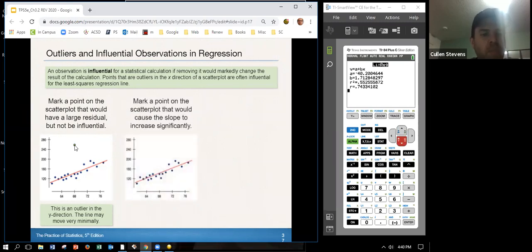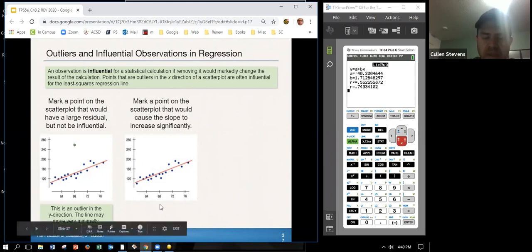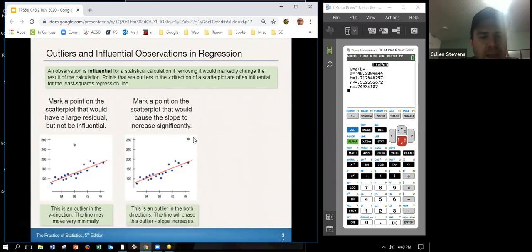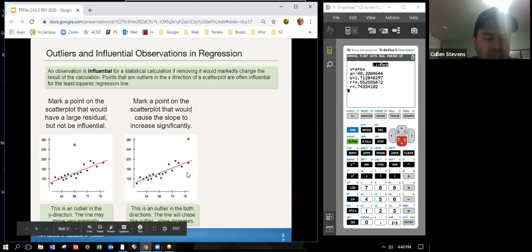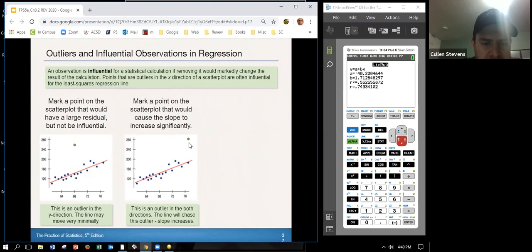What if you were asking me to mark a point on a scatter plot that would cause the slope to increase significantly? So where I might mark this point is up here. Notice that this is far away in the x direction. This data is probably centered about right here. So when I put a point away from that center and far away, the line of best fit is going to chase that point. And I'm going to show you a dynamic model in just a second. But if I did this here, this line is going to chase that point. It's going to change and it's going to make the slope go up.